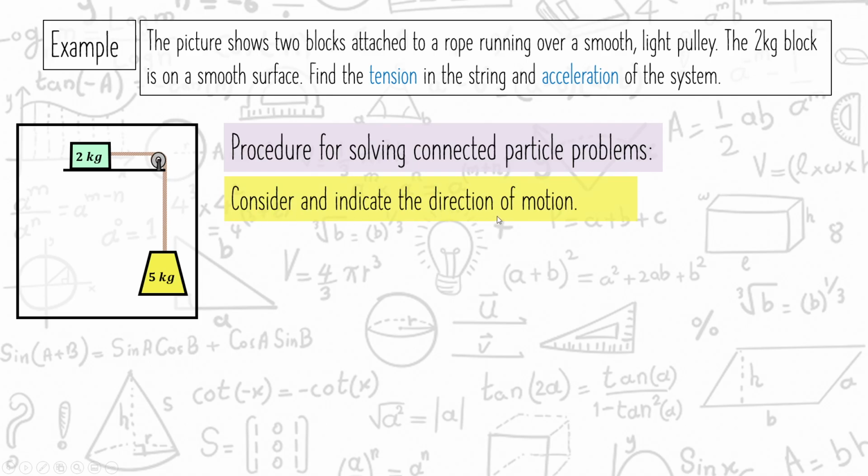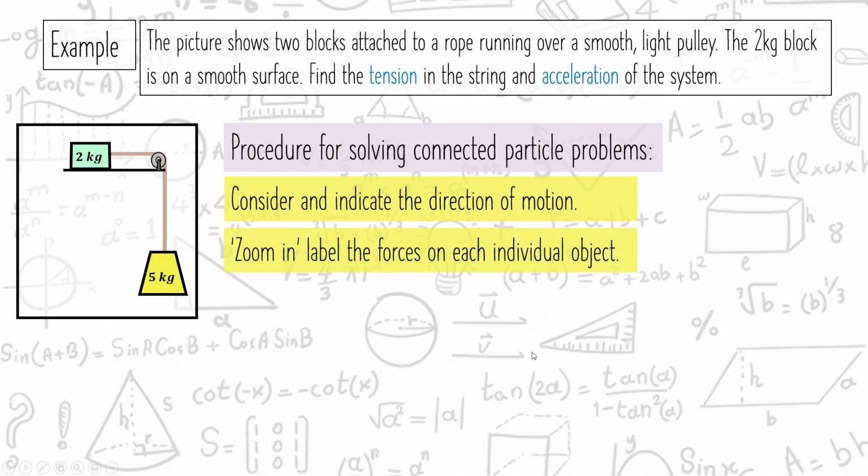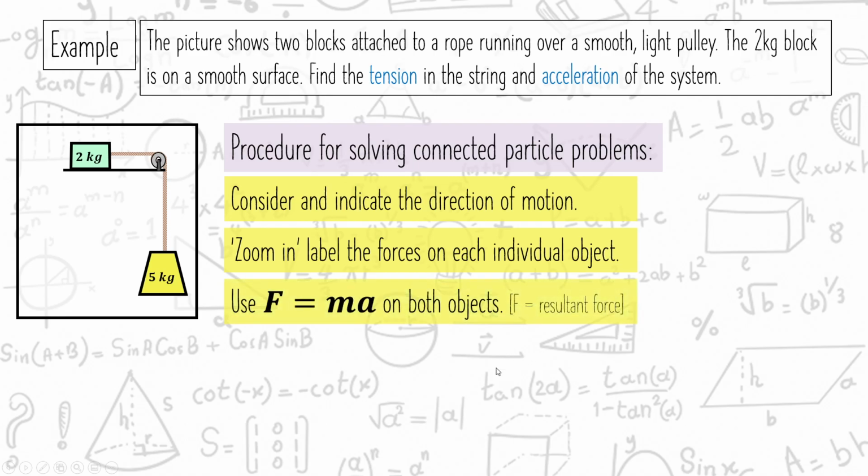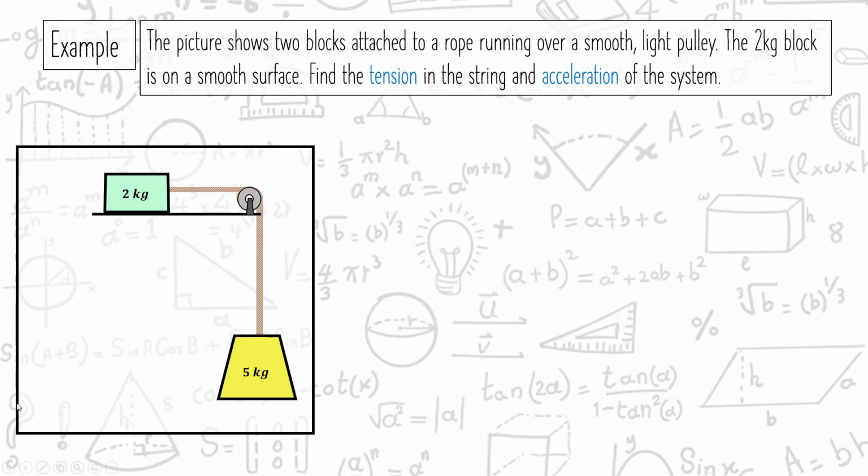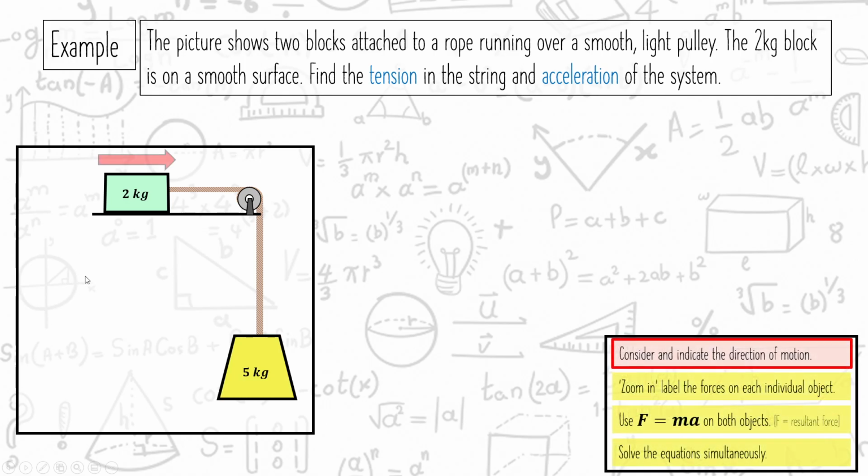Initially, we're going to indicate the direction of motion. We're going to zoom in and label the forces on each individual object. We're going to set up F equals ma on both objects, and then we're going to solve those equations simultaneously. So initially, let's just indicate the direction of motion. I think it's quite obvious in this particular example that the 2 kilogram object should be moving to the right and the 5 kilogram object should be moving downwards.